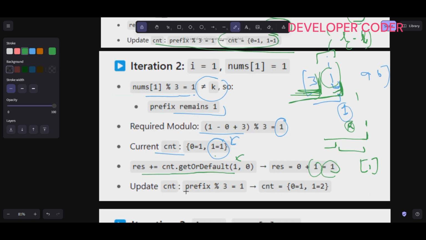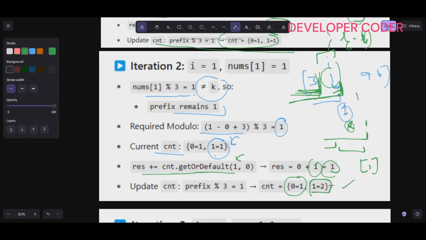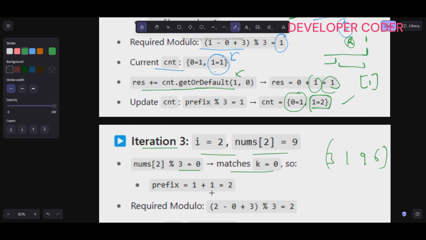And now here I will update the count. The count is prefix modulus 3, so prefix is still 1. So here 1 I am going to update to 2, and 0 is going to remain 1 only. This is done. Now iteration 3. i is equal to nums of 2, which is equal to 9. Here this matches k, so the prefix sum is going to be updated. It's going to become 2.